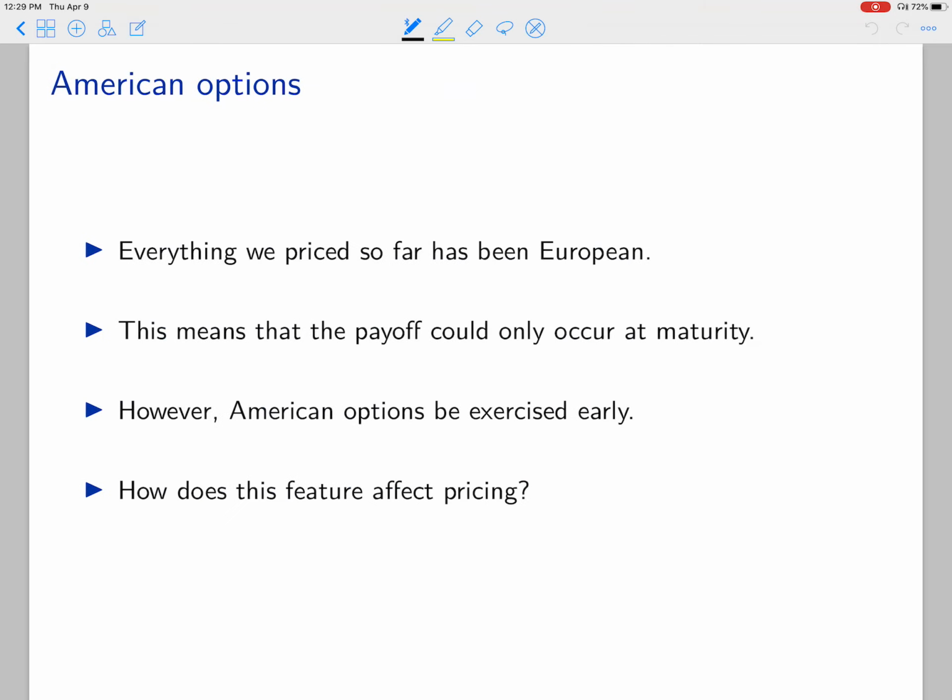Okay, let's get started. Every option we have priced so far has been a European option. This means that the option could only be exercised at date capital T, i.e. the maturity date. In contrast to European options, though, American options can be exercised early at dates prior to the maturity date capital T. What we want to ask in this final video is how does this early exercise feature affect the pricing calculations for American options?